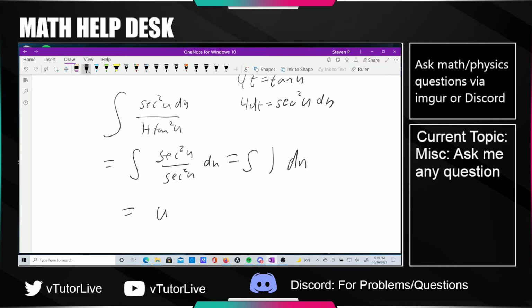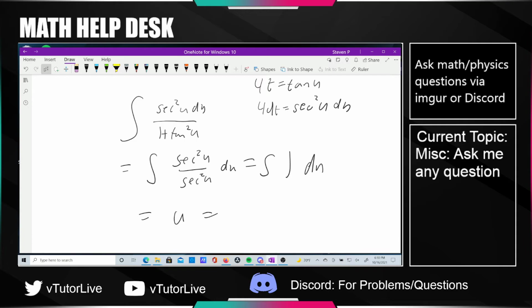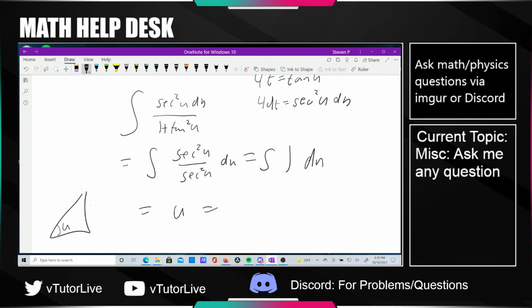And then you have to evaluate this because it's a definite integral. Or sorry, we switch u back. So what the heck is u, right? The tangent of u is 4t to 1. So u becomes just the arctan of 4t, the inverse tangent of 4t. And this needs to be evaluated because it's a definite integral, right? From -1 to 1.